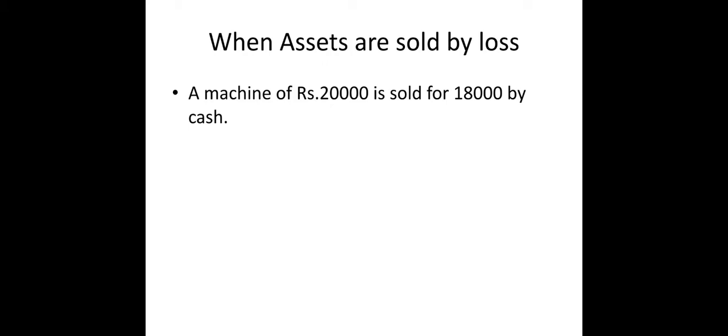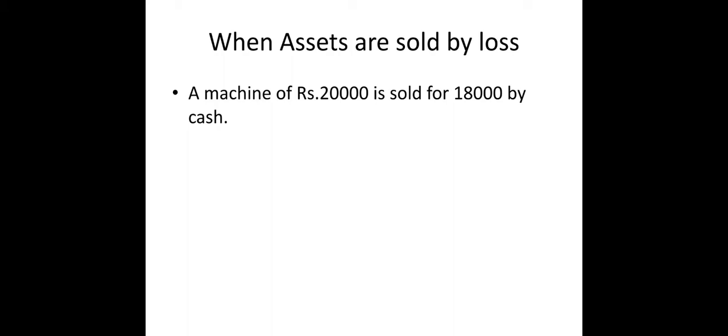Okay student, now what is the price of machine? Tell me. 20,000. Okay, and you are selling it for how much? 18,000. So just think, is it a profit or loss? Yes, it is a loss. The price of machine is 20,000, but you are selling it for 18,000, means you are suffering a loss of 2,000.